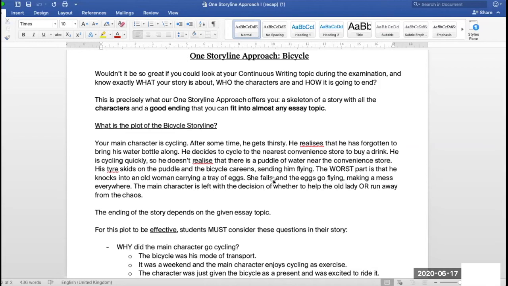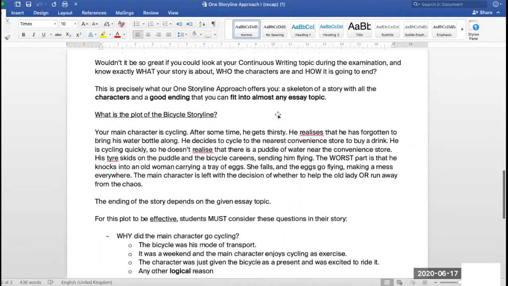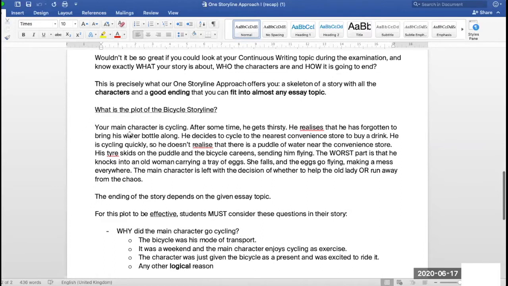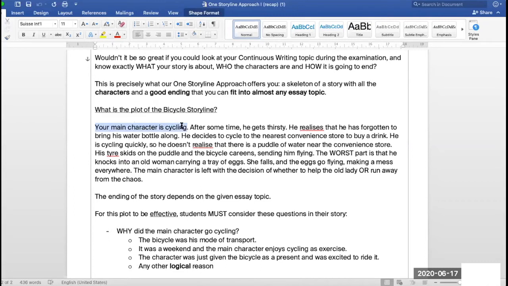Regarding the bicycle storyline, what's important is that you need to know what your storyline is, who your characters are, and also what the actual resolution is. If you look at the overall plot, it's about how your main character is cycling, and after some time he gets thirsty. He realizes that he has forgotten to bring his water bottle along, so he decides to cycle to the nearest convenience store to buy a drink.